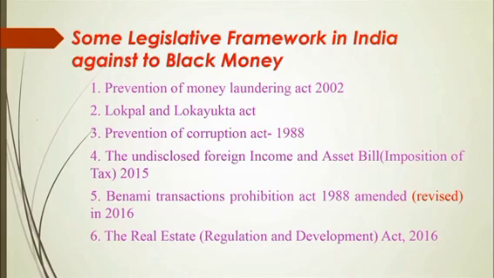1988. The next one is the Undisclosed Foreign Income and Asset Bill, Imposition of Tax was passed in the year 2015. The next one is Benami Transactions Prohibition Act was passed in the year 1988, which was amended. Here amended means revised in the year 2016. The next one is the Real Estate Regulation and Development Act was passed in the year 2016.